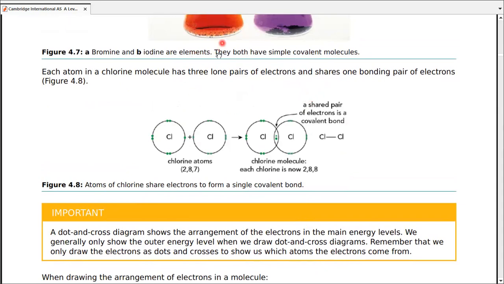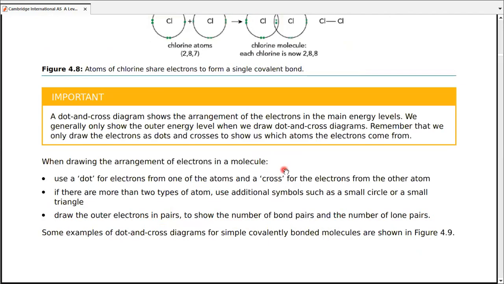Bromine, chlorine, iodine are the simplest of examples. We tend to start with the easiest of examples by discussing hydrogen, but chlorine, bromine, fluorine, iodine are all the same examples as they all tend to form a single covalent bond, right? This also tells you how their outer shells are complete after sharing and they become stable, with the configuration of the nearest noble gas. A dot and cross diagram shows the arrangement of electrons in the main energy levels. This means shells, the outermost shell, energy level.